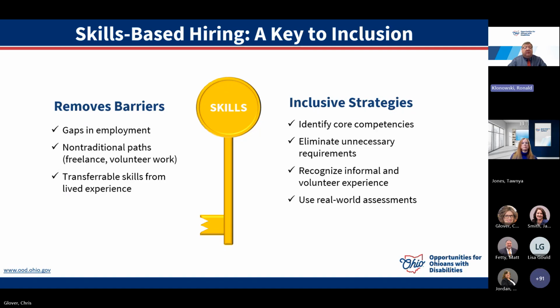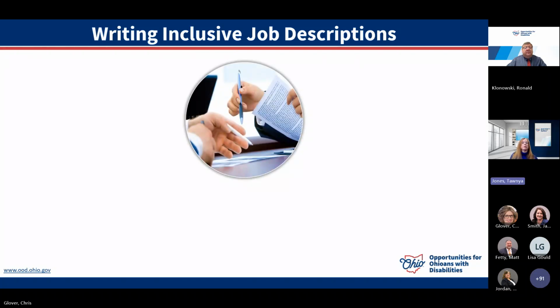When you adopt a skills-based approach, you're widening the net. Tawnya, can you talk a little bit about writing inclusive job descriptions? Of course. So one of the most practical ways to implement skills-based hiring is by rethinking how job descriptions are written.